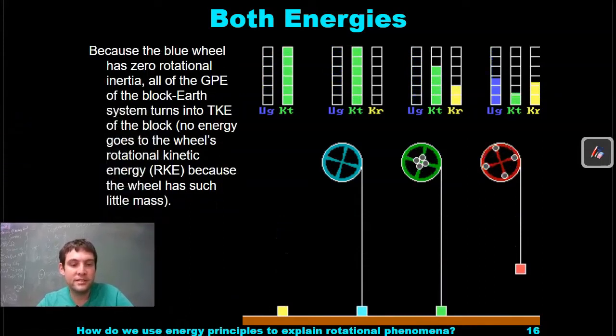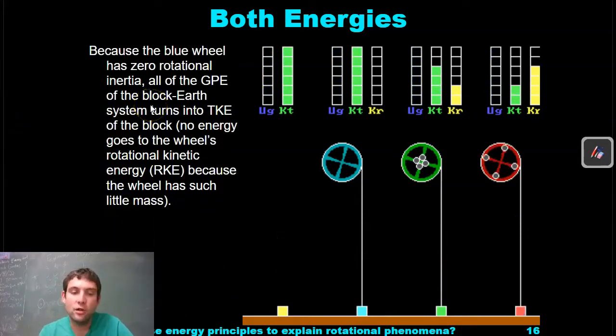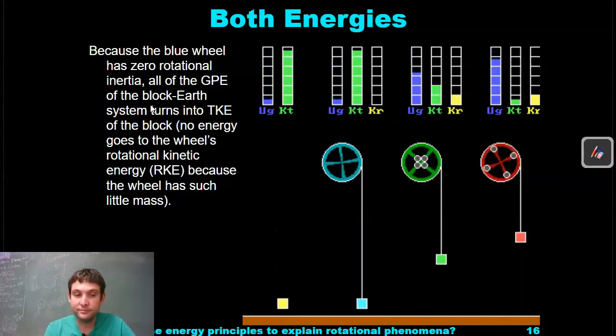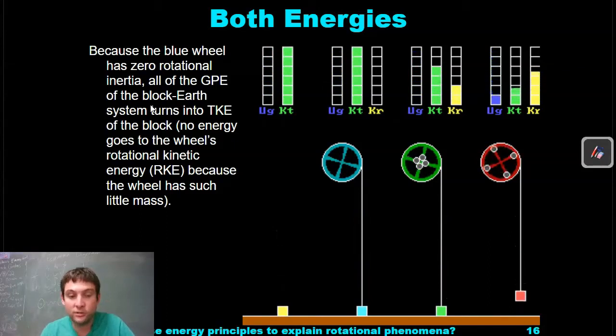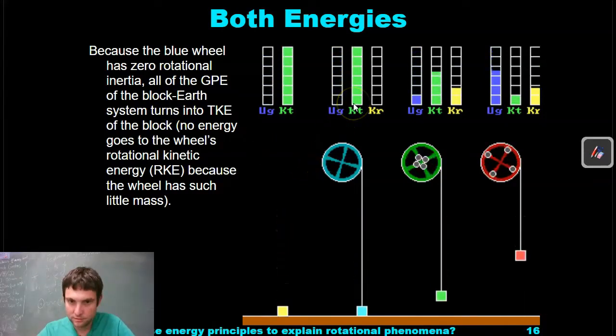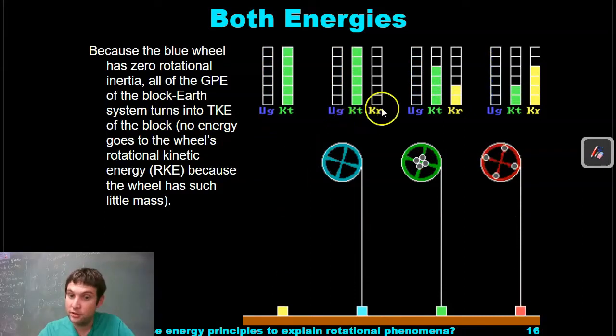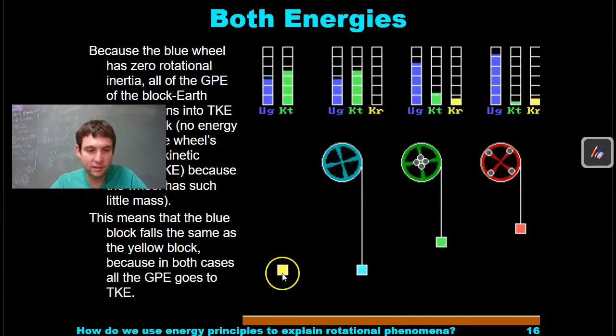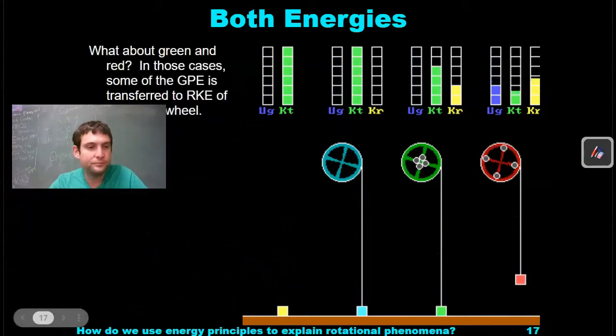Because the blue wheel has zero rotational inertia, all of the gravitational potential energy of the block or its system turns into total kinetic energy of the block. No energy goes to the wheel's rotational kinetic energy because the wheel has such little mass. No rotational inertia, can't have rotational kinetic energy. That means that the blue block falls at the same speed as the yellow block. So they're both just in free fall.